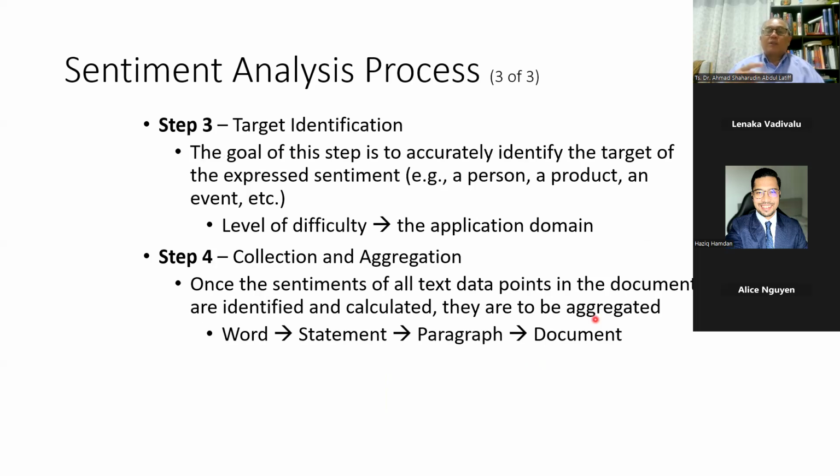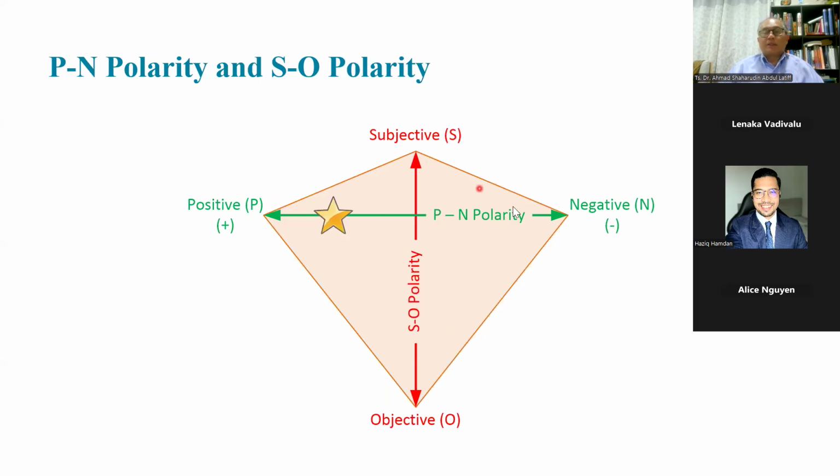So who is the target for the expressed sentiment, whether it is a person, a product, and so on. You need to know who is the target. Is it the product? Is it a person? Is it a service? Is it a company? And then you aggregate it, you do measurement, and then you will have something like this, which shows the negative, positive polarity as well as subjective, objective polarity of the sentiments.